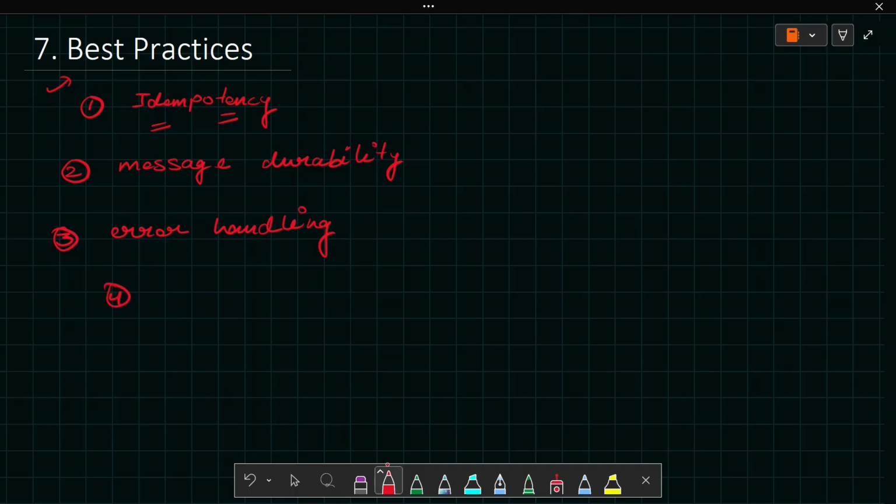The fourth is security. You should secure your message queue. You should implement an encryption technique, authentication and access control to protect the data which is in transit and at rest. And the fifth best practice is monitoring and metrics.